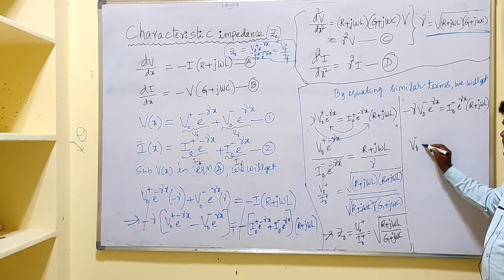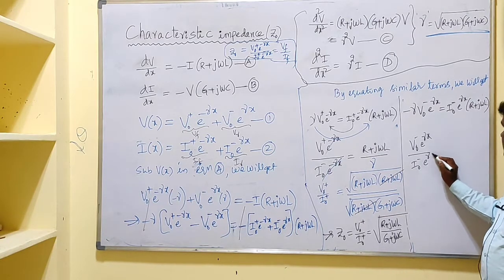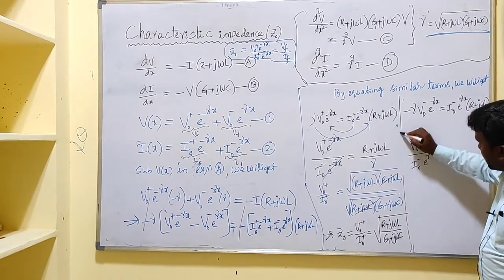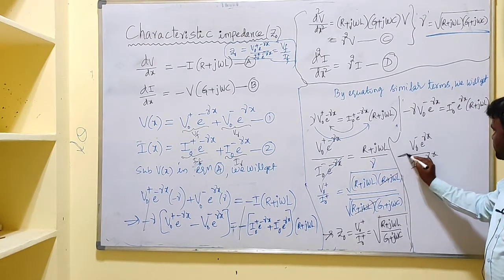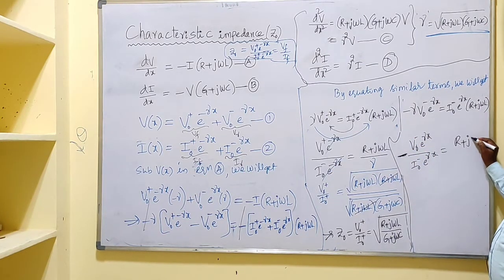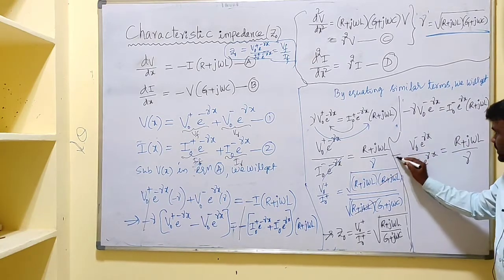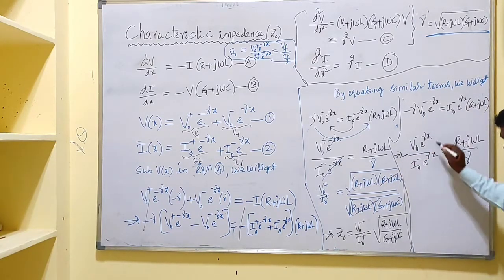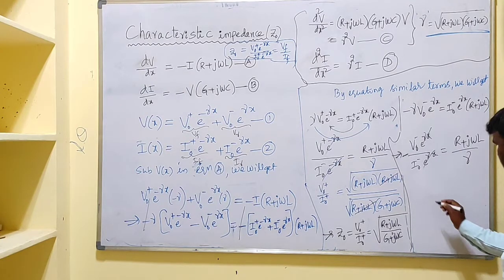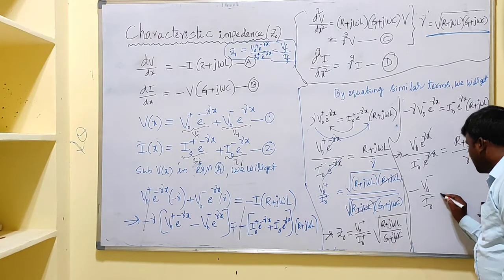Now if you go for the simplification, again here we got V naught minus e to the power gamma x by I naught minus e to the power gamma x. Here we have a negative sign, and the remaining term is r plus j omega L by gamma. If you simplify this one, it implies minus of, e to the power gamma x, e to the power gamma x cancelled out. So that equal to what?